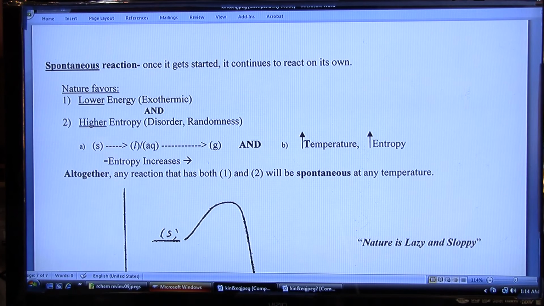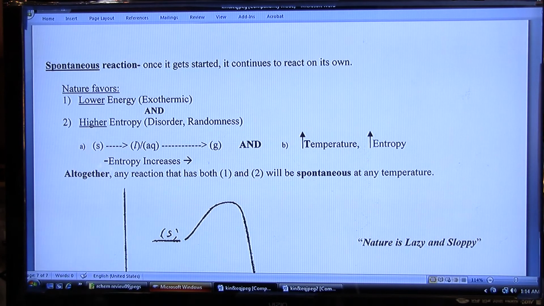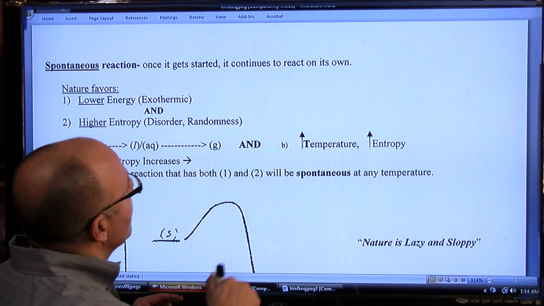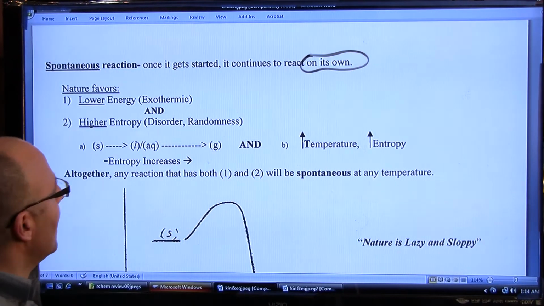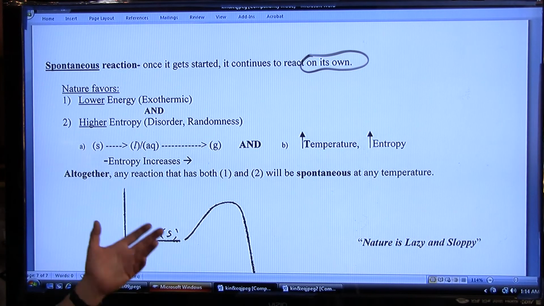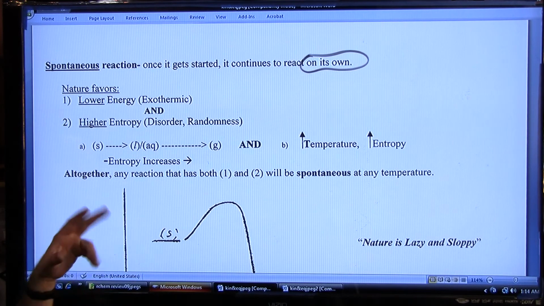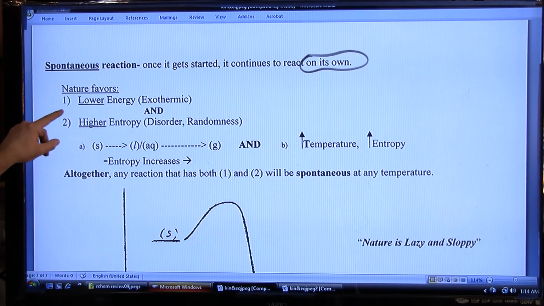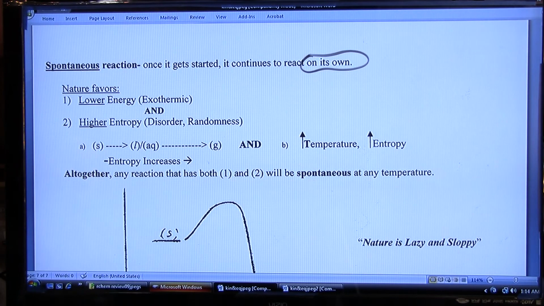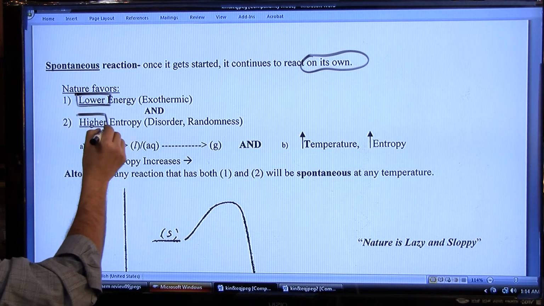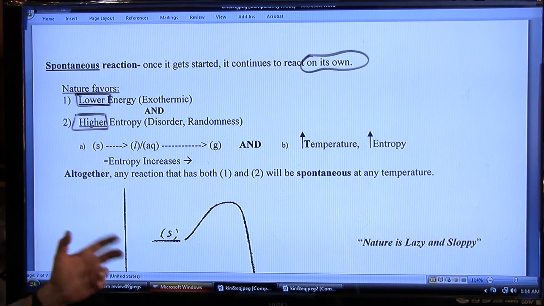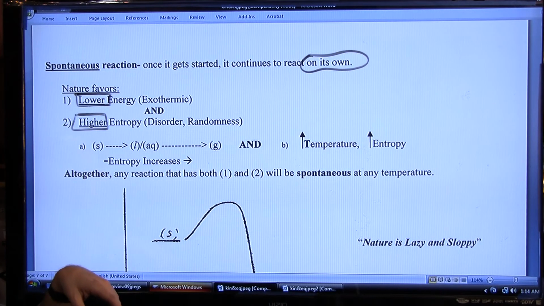All right, so that's a classic example of a spontaneous reaction. So it continues to react on its own. And you ought to know, to predict the spontaneity of a reaction, the two tendencies in nature. Nature favors lower energy, and nature favors higher entropy. Remember, low energy means an exothermic reaction. And don't confuse energy with entropy. Entropy is a measure of the disorder or randomness of a system.